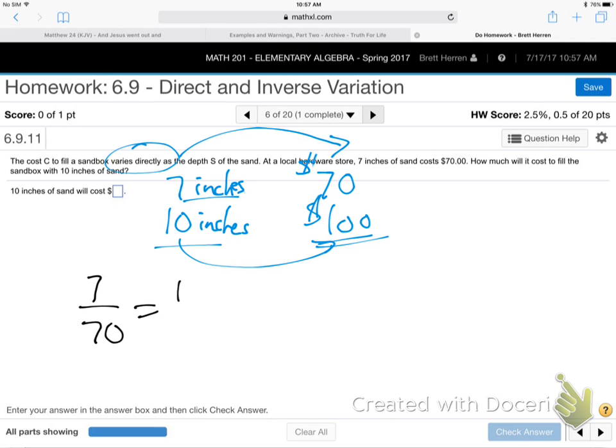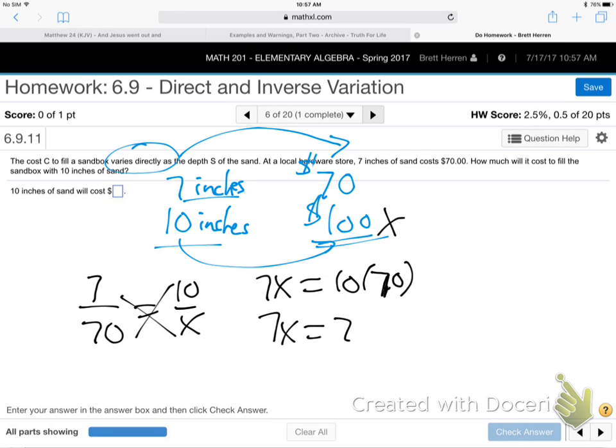7 over 70 is 10 over x. Calling this x here. Cross multiply. 7x is 10 times 70. 7x is 700. Last step to get x alone, divide by 7. X is 100, as we already knew.